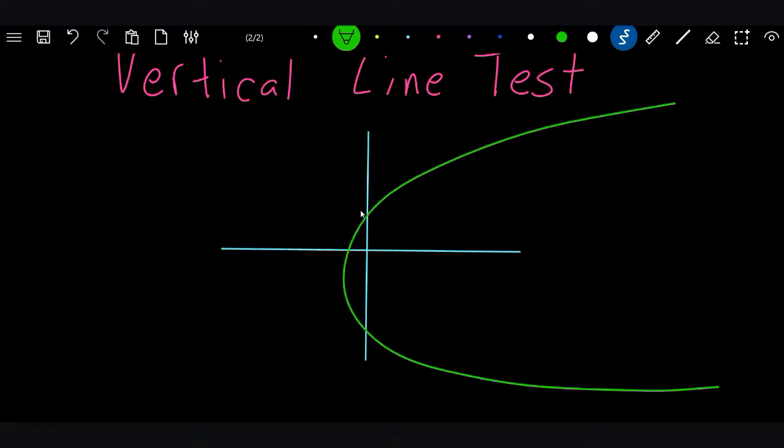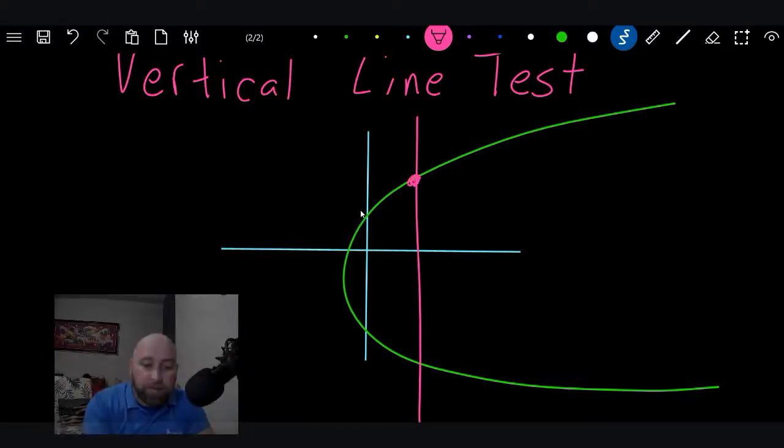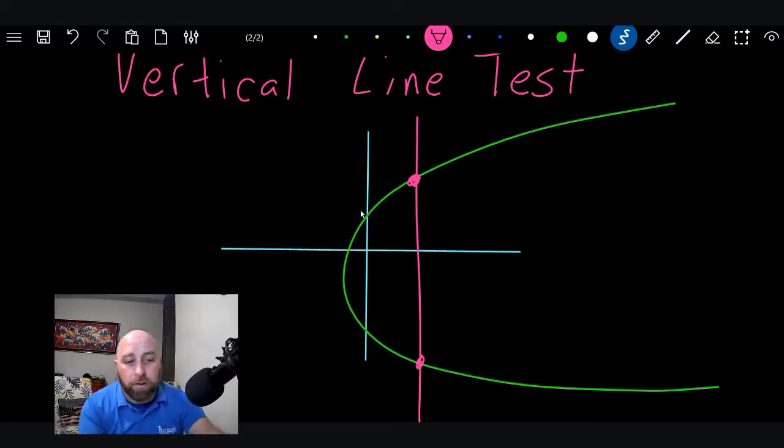Okay, and I'm trying to draw a parabola. They're not perfect, but there's a parabola. Now, if I draw my vertical line on this one, what happens? That's right, I have 2 points. Okay? 2 intersection points. I got one there, and I've got one there.